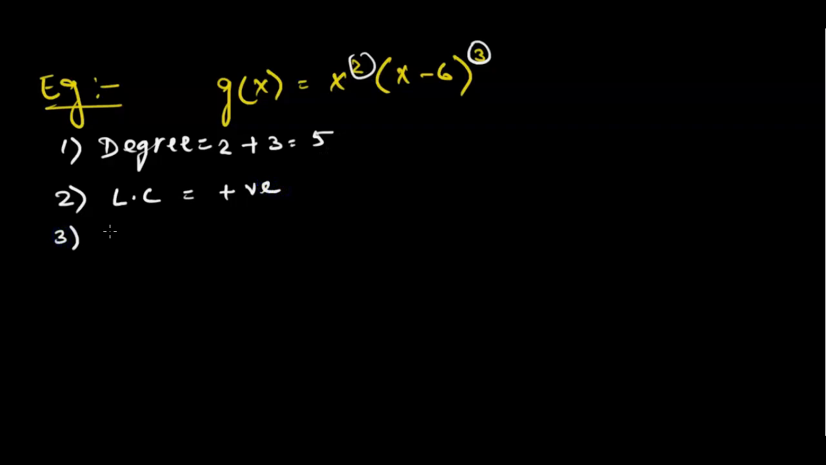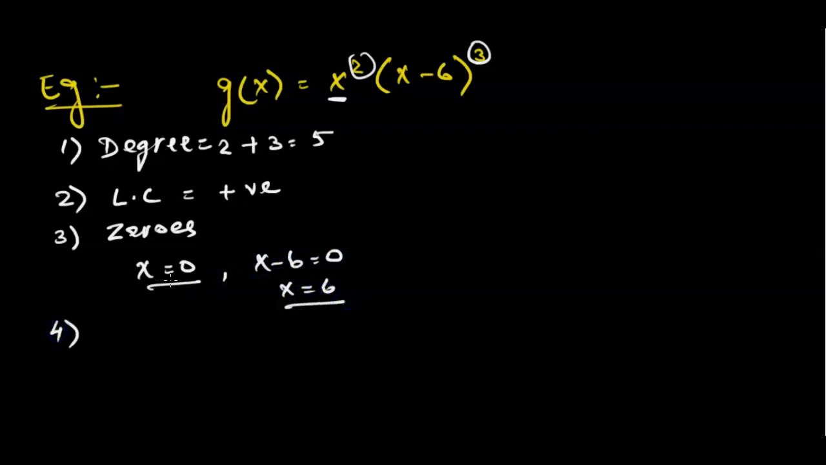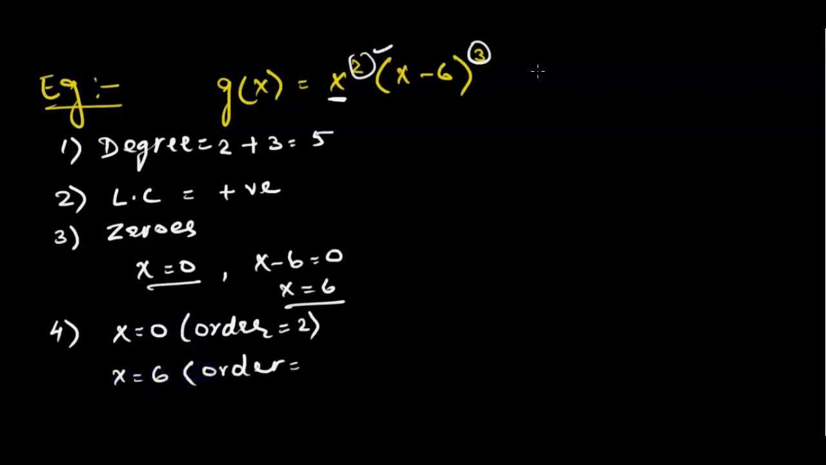Third is we get the x-intercepts or the zeros. So the first x-intercept is taken from this factor. It's just x. So we put x equal to 0. That's the first x-intercept. Second, when we put x minus 6 equal to 0, we get x equal to 6. This is the second x-intercept. Fourth is we use the orders to check the behavior. So when x is 0, order is 2. When x is 6, order is 3.